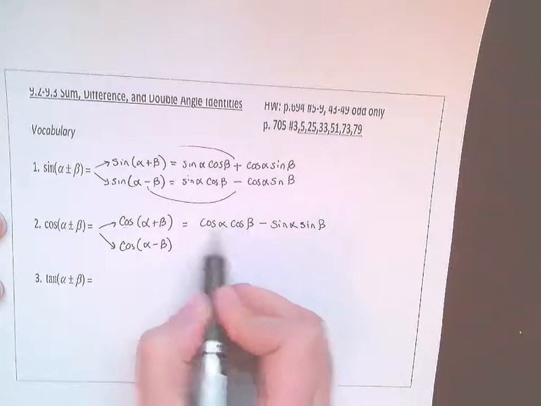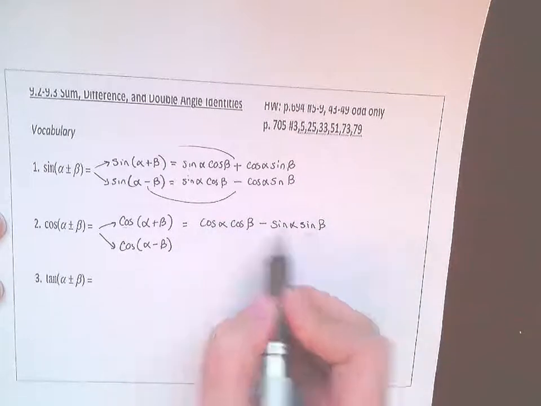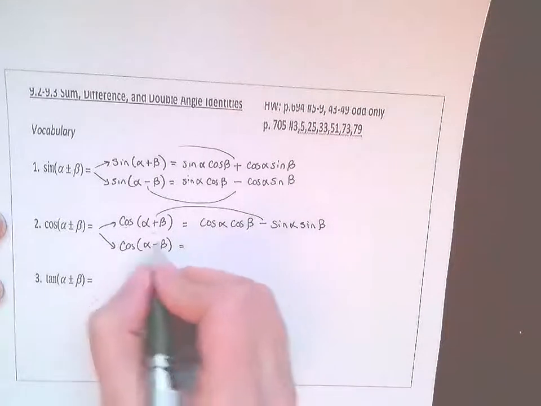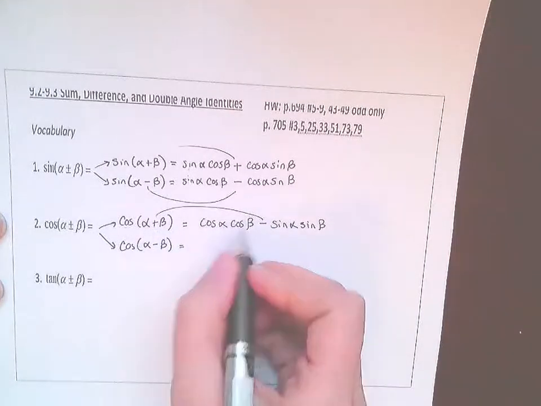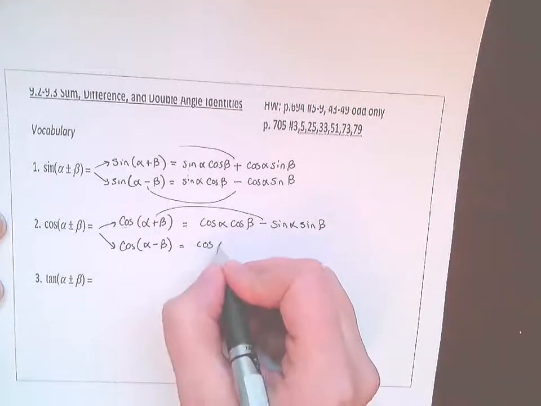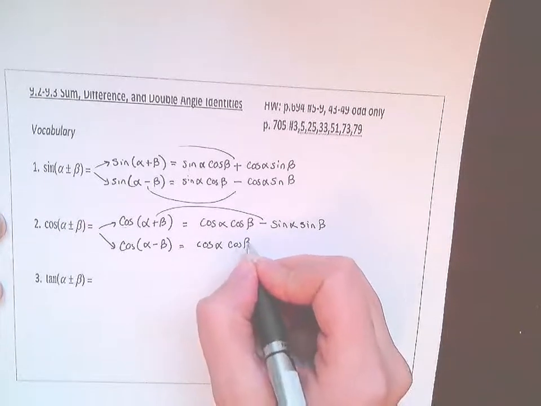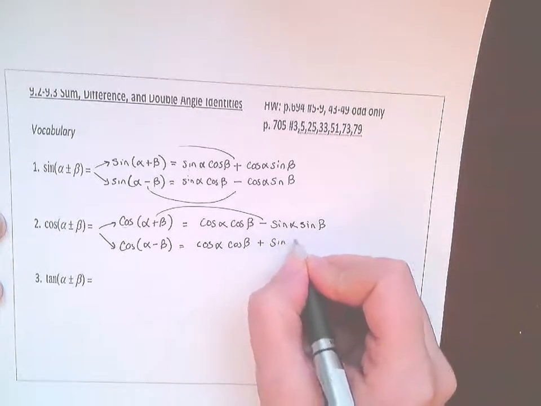So you notice here that the cosines are together, the sines are together, but you also notice that with cosine the sign does change. So if it's positive originally, it becomes a negative. And if it's negative originally, of course, it's going to become positive.